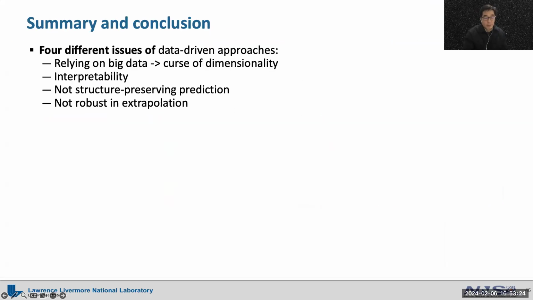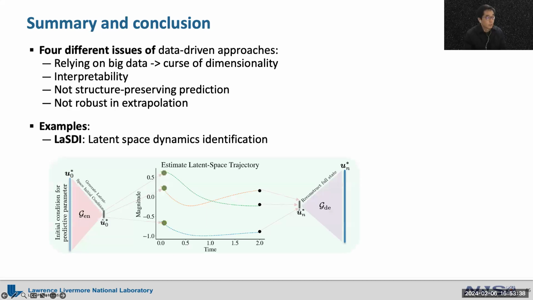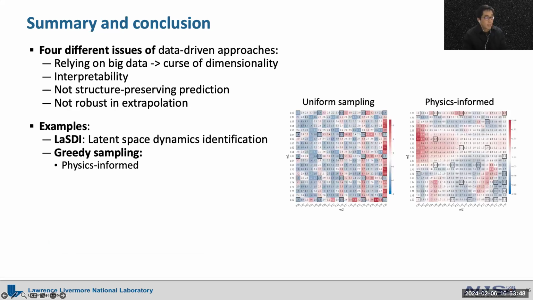All right, let me conclude my talk with some summary and conclusions. I have identified 4 different issues of the black box data-driven approach, and we looked at those issues one by one in order to address and solve them. I have introduced the latent space dynamics identification methods, and tried to bring the physics into the sampling procedure in order to address the issue of relying on the big data of the black box approach. That way you can reduce the amount of data.